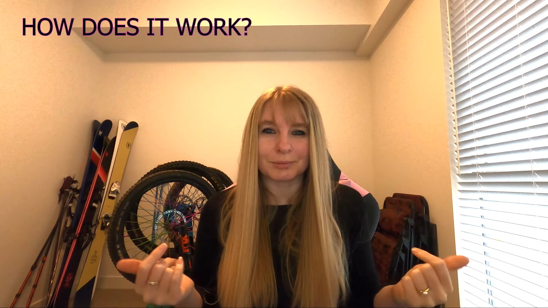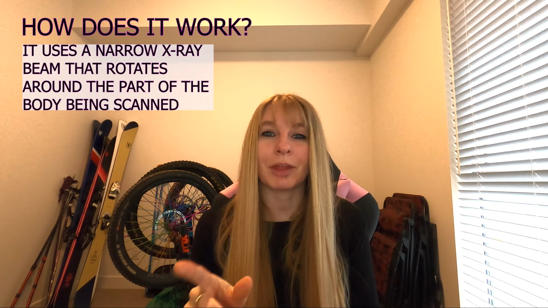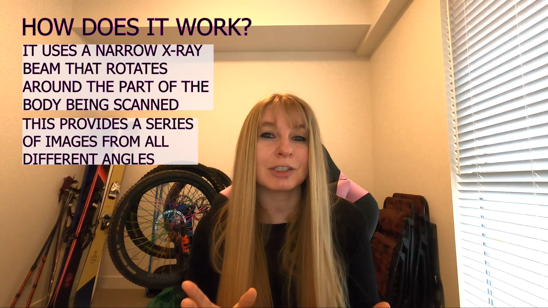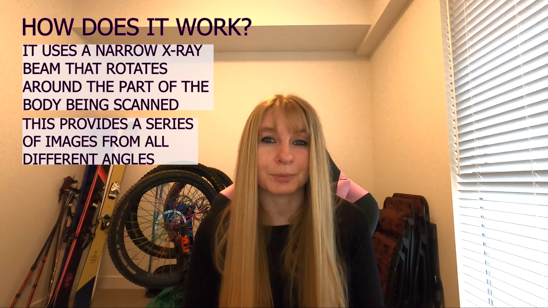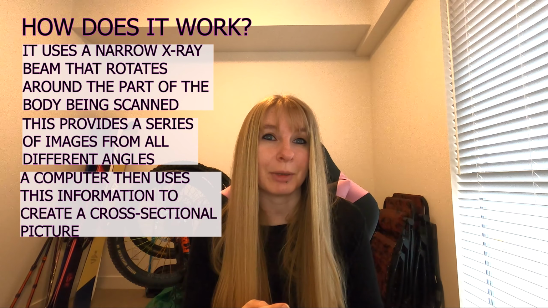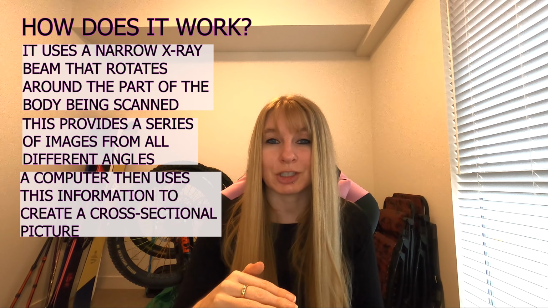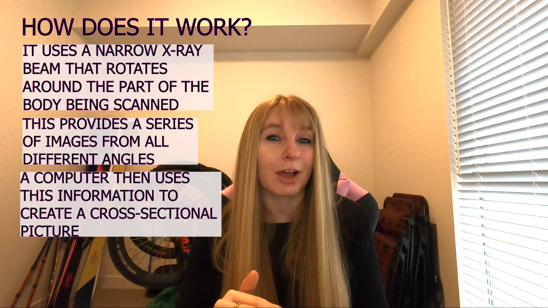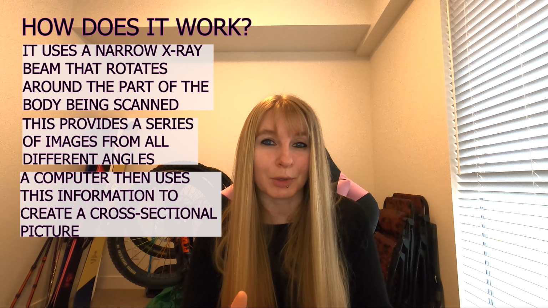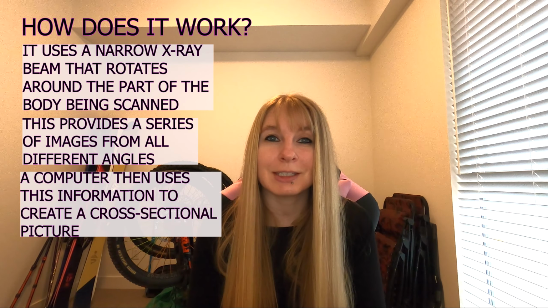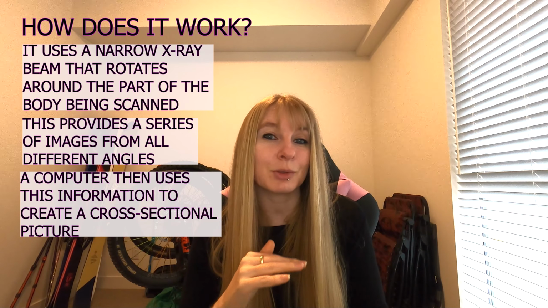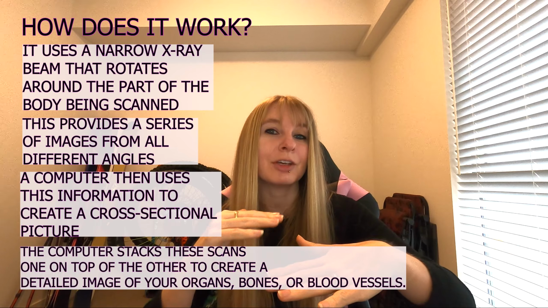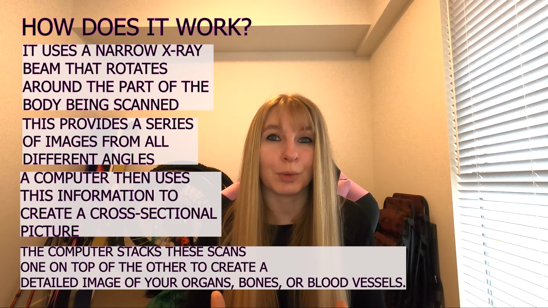So how does it work? It uses a narrow X-ray beam that rotates around the part of the body being scanned. This provides a series of images from all different angles. A computer then uses this information to create a cross-sectional picture. Like layering a cake, this 2D scan shows a slice or layer of the inside of your body. The process is repeated to produce a number of slices or layers. The computer stacks these scans one on top of the other to create a detailed image of your organs, bones, or blood vessels.